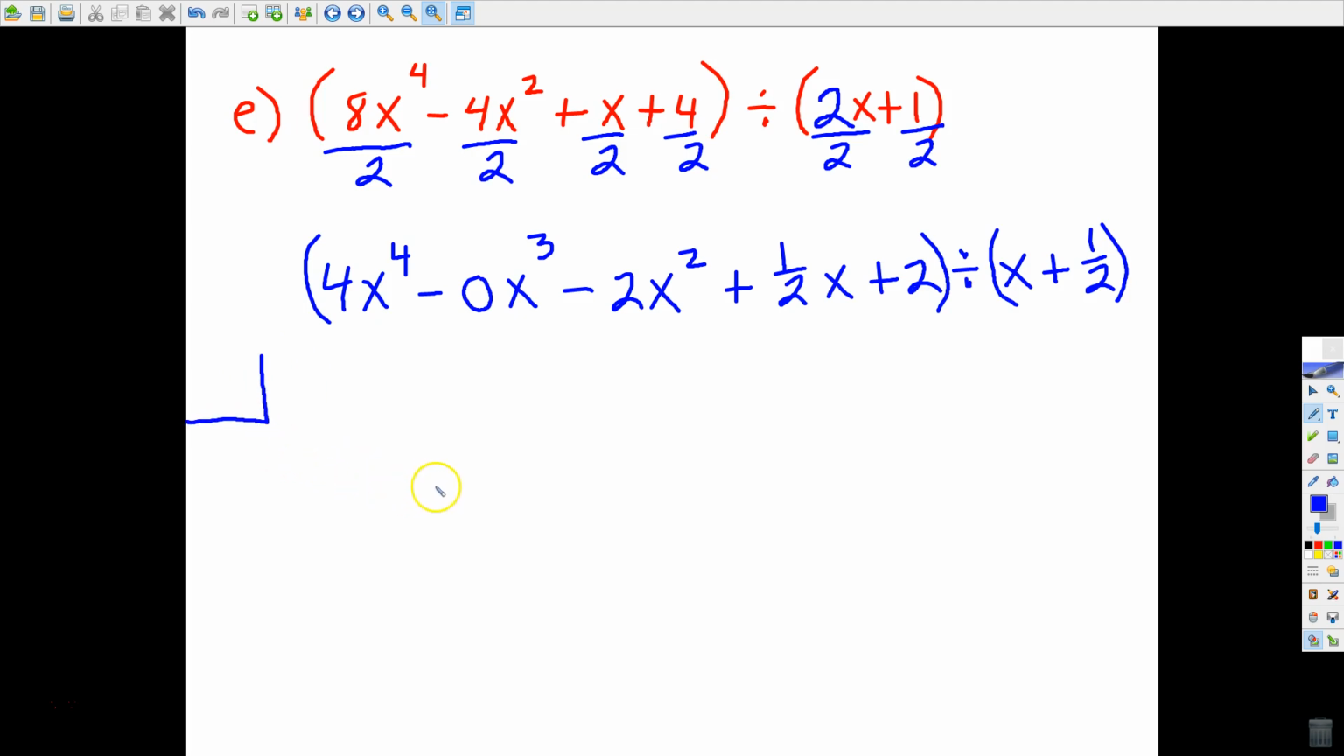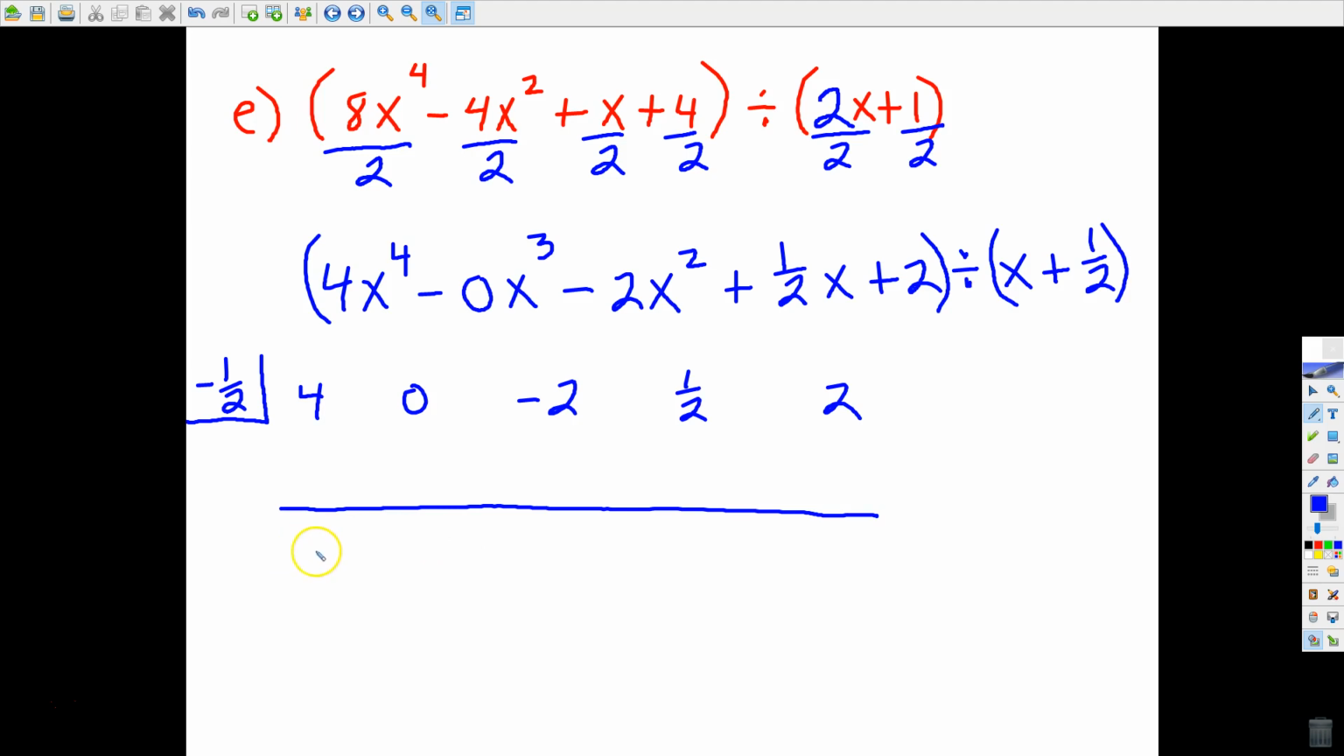Hannah, what's going to go in the house? Good. Let's see. Colin, give me the numbers that I will write to the right of negative 1/2. 4, 0, -2, 1/2, and 2. Good. Okay. Let's leave a space, draw a line.